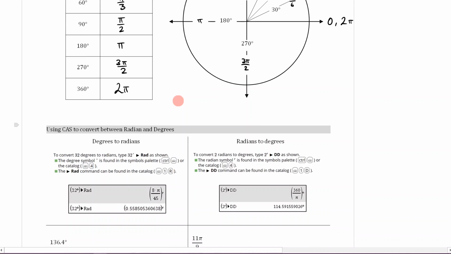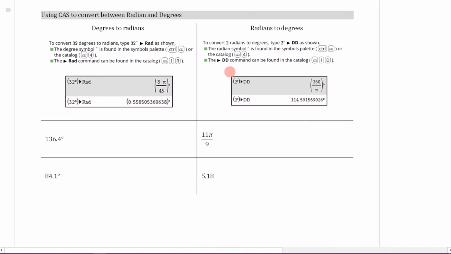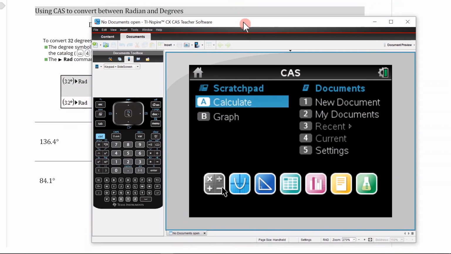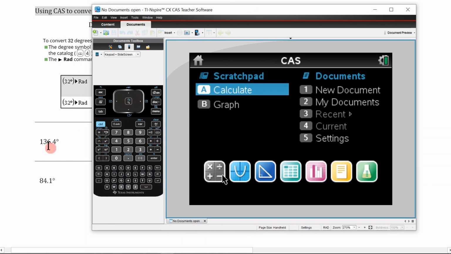Okay, the last thing that I want to go through here is how to use your calculator to convert from radians to degrees, how to convert between them. There are instructions here if you ever get lost. But right now, I'm just going to show you how we can use our CAS to do this. So the first one we've got is 136.4 degrees, and we need to turn that into radians.